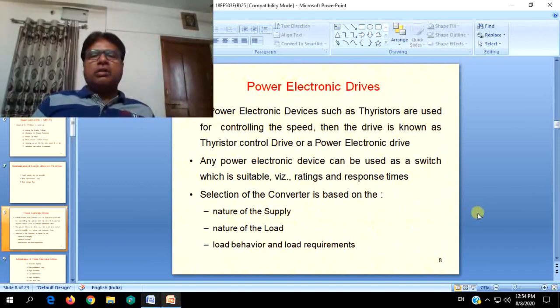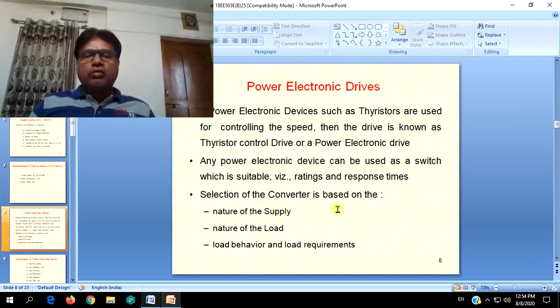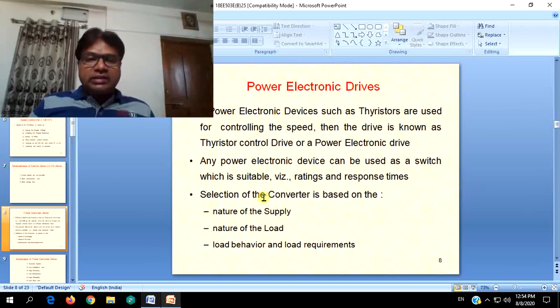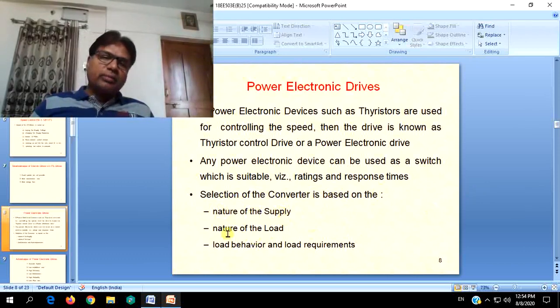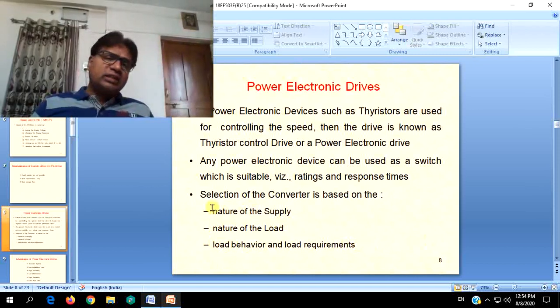Based on what we have learned in the first 4 units, that is power electronic devices and power electronic converters, first we will choose the proper converter suitable to the particular situation of the drive which we are going to operate. So selection of the converters is done based on the nature of the supply, nature of the load, and load behavior and load requirements. Nature of the supply.